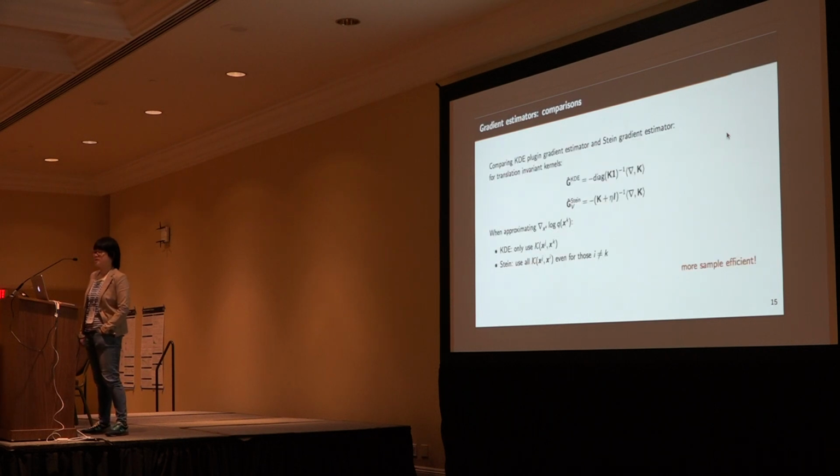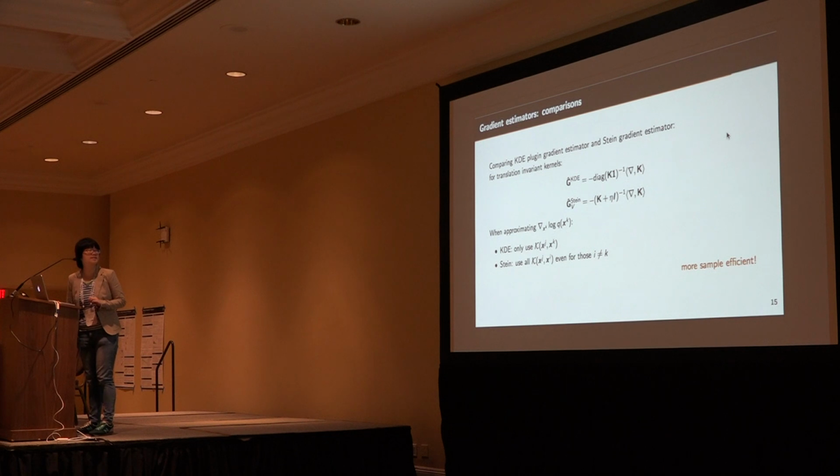So if you use translation invariant kernels, then by some algebra again, you can rewrite the kernel density estimate of the gradient in matrix form in this way. And then you can see that the difference between these two estimators is only about the preconditioning matrix. And here I'm going to argue that our Stein gradient estimator will be better.